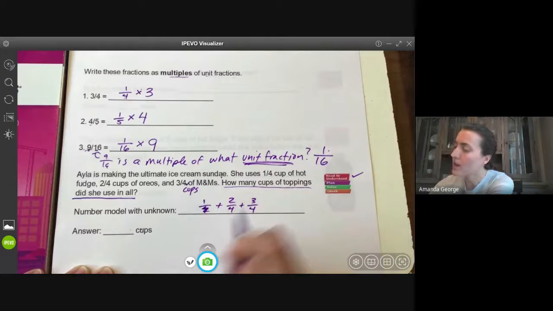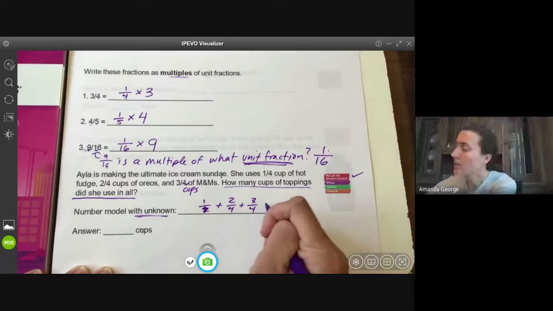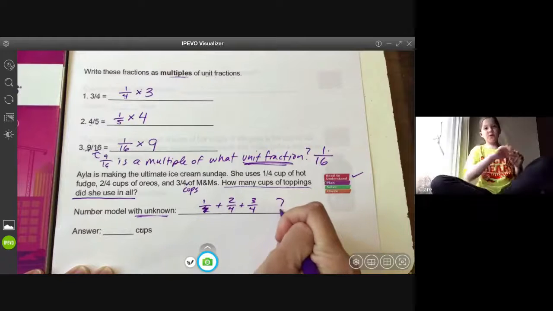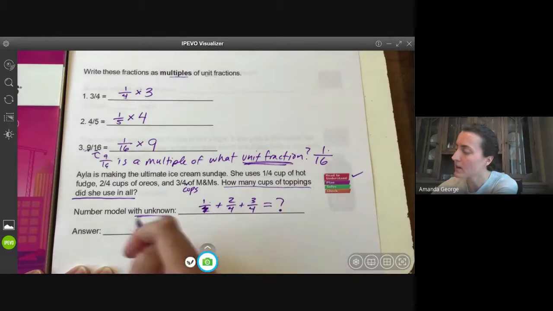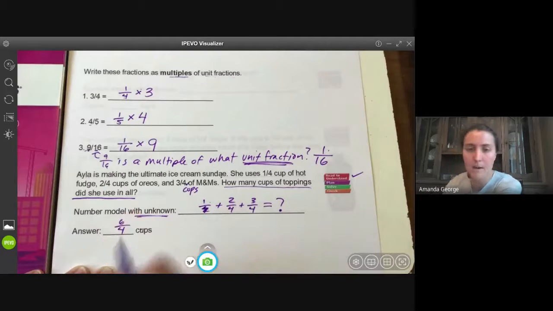And it wanted with unknown, Claire. So what else do you have to do? Question mark. What do I need before the question mark? Equals question mark. Beautiful. Awesome. So now I could solve this. 1 plus 2 is 3 plus 3 more, going to give me 6/4 cups.